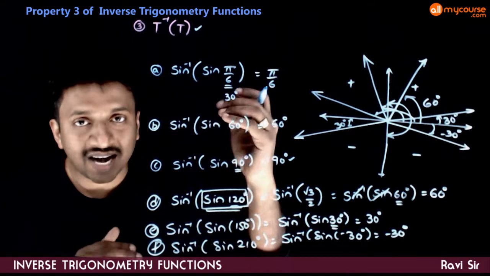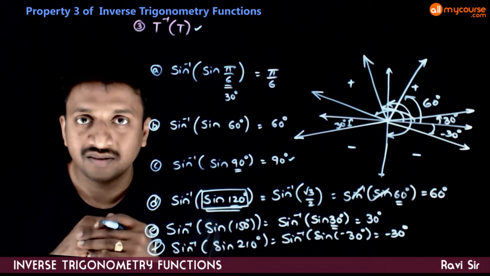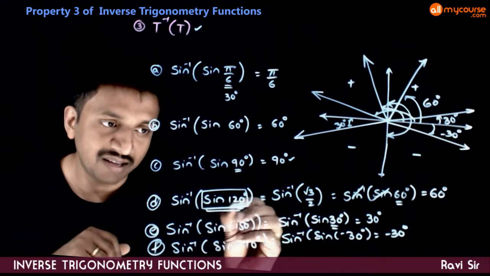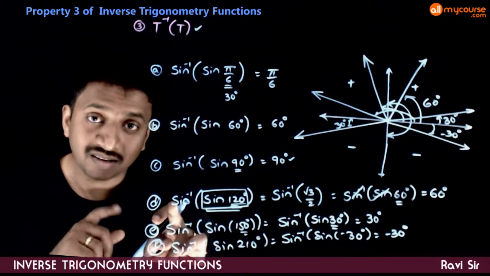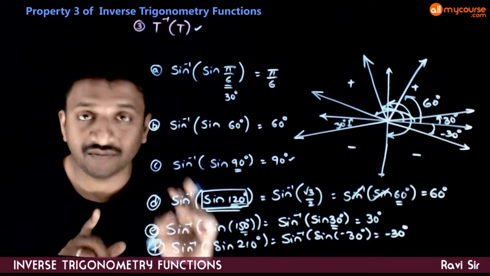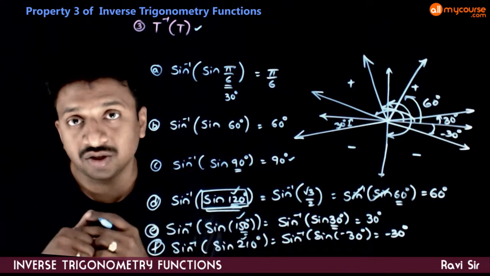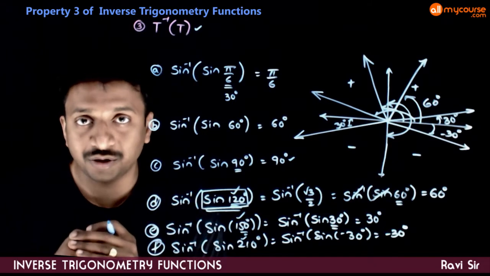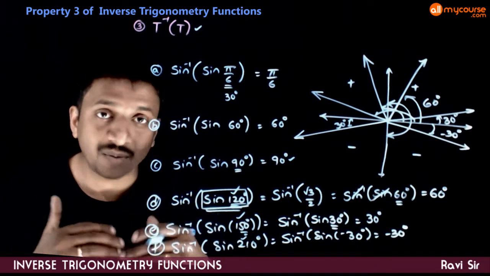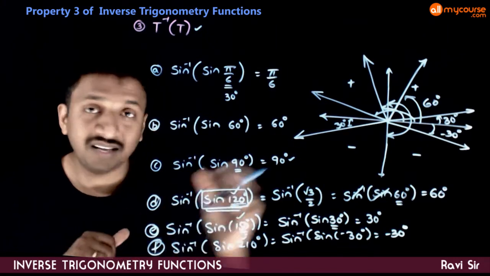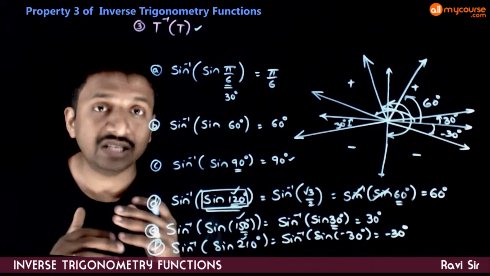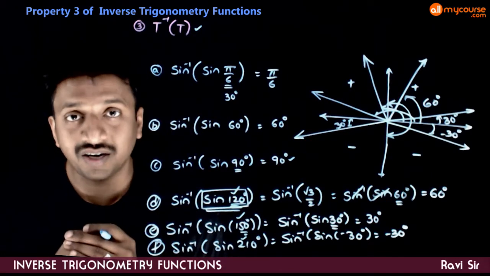So I hope you understand the basic process, how to simplify an expression of the form T inverse of T if the angle is not in the range of a particular trigonometric ratio. So now let us look at more examples and see the quadrant diagram for each of the different trigonometric ratios.